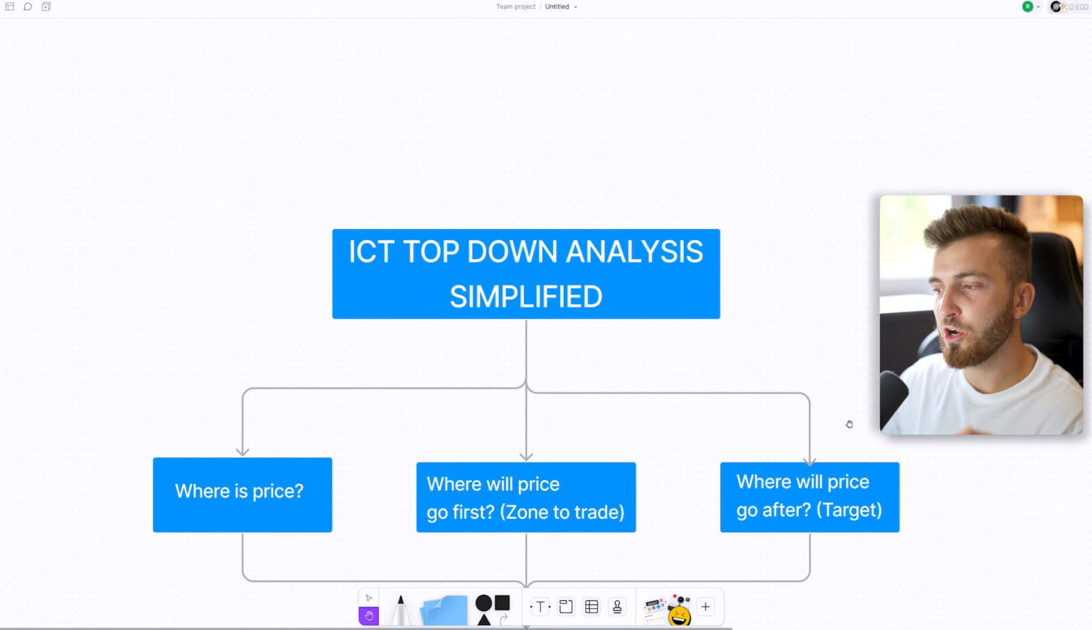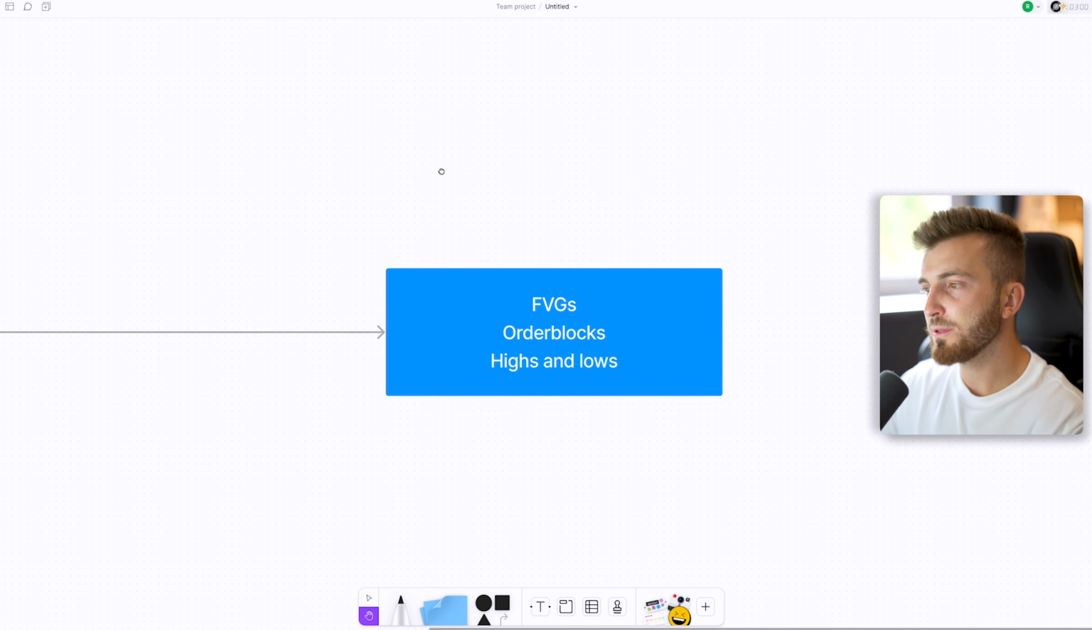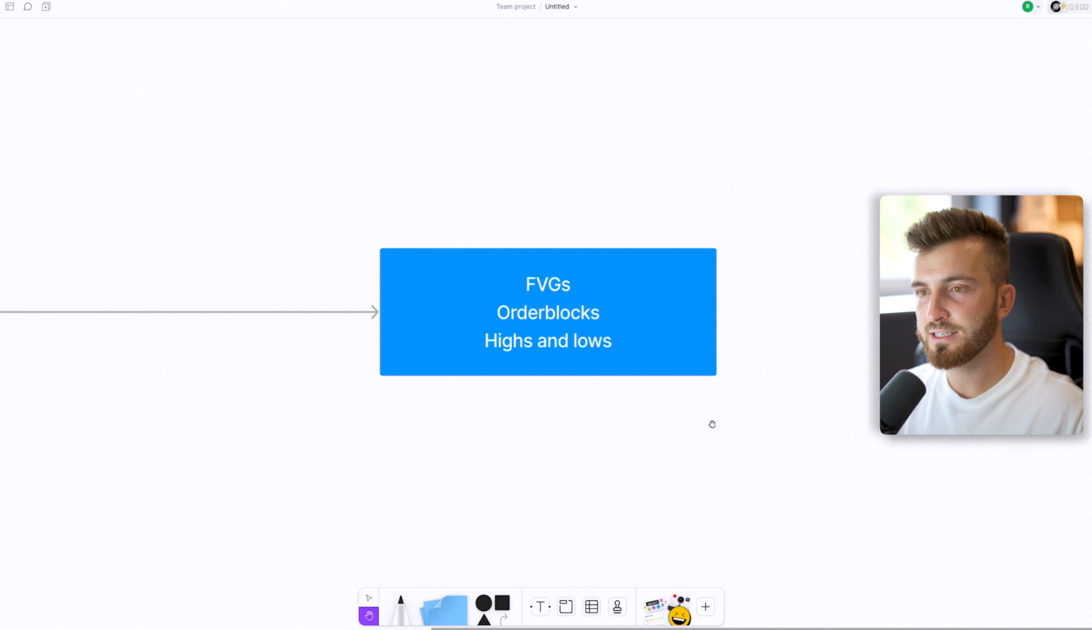Because afterwards, we just need to start doing our top-down analysis and mark out all of the PD arrays, which are premium and discount arrays for the people that don't know, instead of overcomplicating ICT, which I see so many people doing with order blocks, rejection blocks, mitigation blocks, I don't even know how to say this one. I do. It's propulsion block. But so many people complicate when you can keep it as simple as fair value gaps, order blocks, highs and lows. These are the magnets of price.